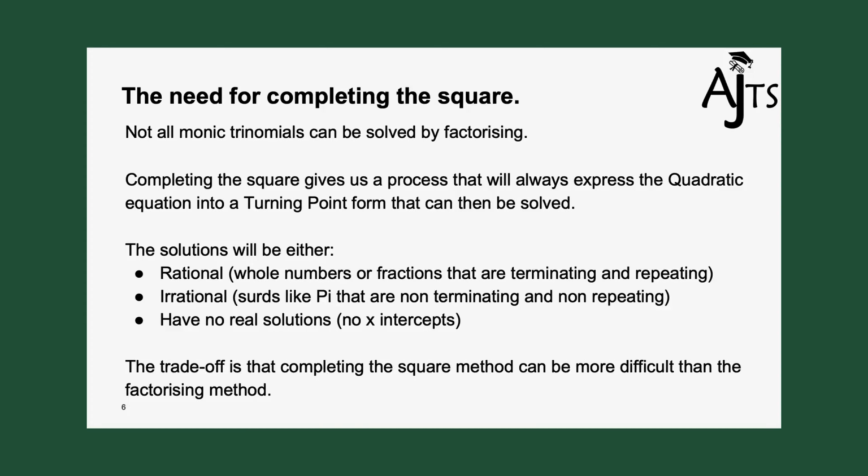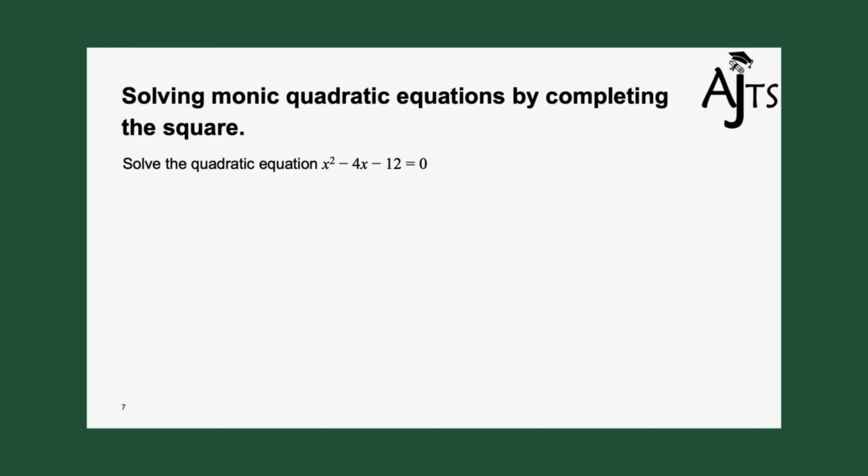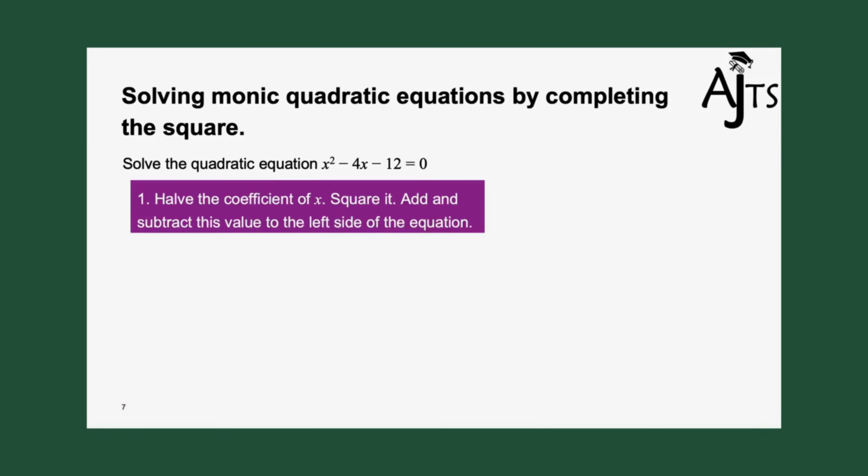While completing the square is a powerful and universal technique, the trade-off is that it can be more algebraically demanding than the factorizing method. In our first example, we will focus on solving a monic quadratic equation by completing the square. We will apply this method step by step to solve the quadratic equation x squared minus 4x minus 12 equals 0. Step 1. Halve the coefficient of x. Square it. Add and subtract this value to the left side of the equation.